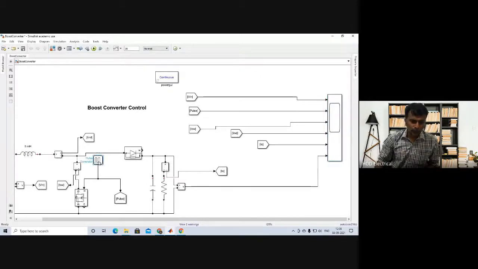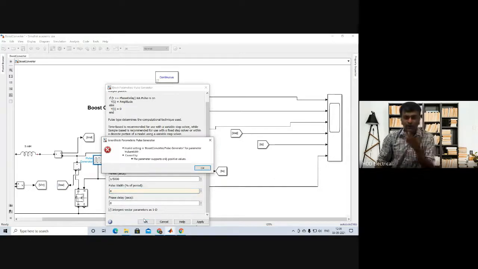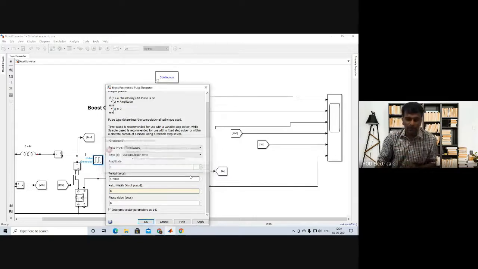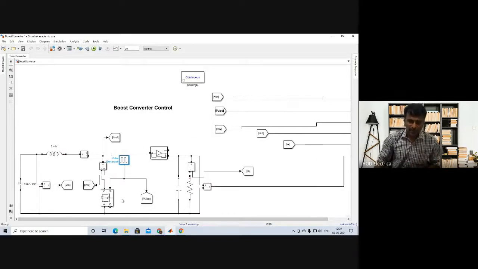See here, I am going to give the pulse width as 0. Pulse width percentage 0 means duty cycle is 0. If the duty cycle is 0, there is no switching. This switch is like an open circuit. But in the simulation, if you give pulse width equal to 0, it will not run properly. So I am giving a pulse width of around 0.001. It is a non-zero value, that's all. So the switch is always open.